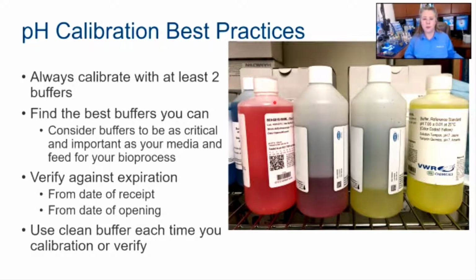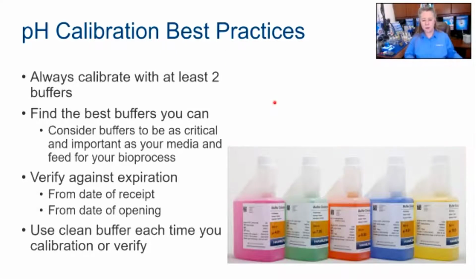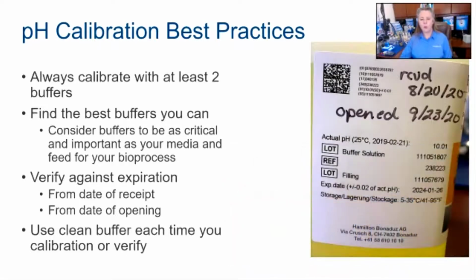You want two buffers, and you want those buffers to be the best buffers you can. There are different manufacturers of buffers, but if the color is supposed to be a bright pink or a bright green, it's an indicator. It needs to be the same color as an unopened bottle. If it isn't, it's time to change to a new bottle of buffer. Buffers have lifetime. When you first get a bottle of buffer, you should write a receive date on it, and when you open it, you should write an open date. And there should be an expiration date on your buffer. In this case, I don't know if you can see it, it's 01/26/2024.